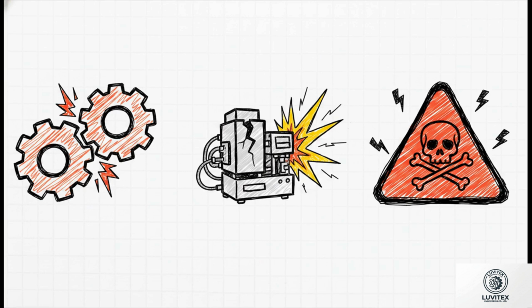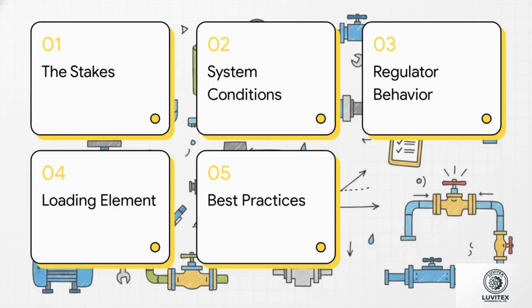An unwanted pressure drop leads to catastrophic system inefficiencies. And honestly, it gets worse, because an unwanted pressure increase can completely destroy highly sensitive, wildly expensive analytical equipment. In the absolute worst case scenario, you are looking at severe, life-threatening safety hazards for your personnel. The stakes truly couldn't be higher here. So, to make sure your systems operate flawlessly, we're going to break down this complex engineering framework into 5 clear, actionable steps. We'll cover the stakes, system conditions, regulator behavior, the loading element, and finally, operational best practices.